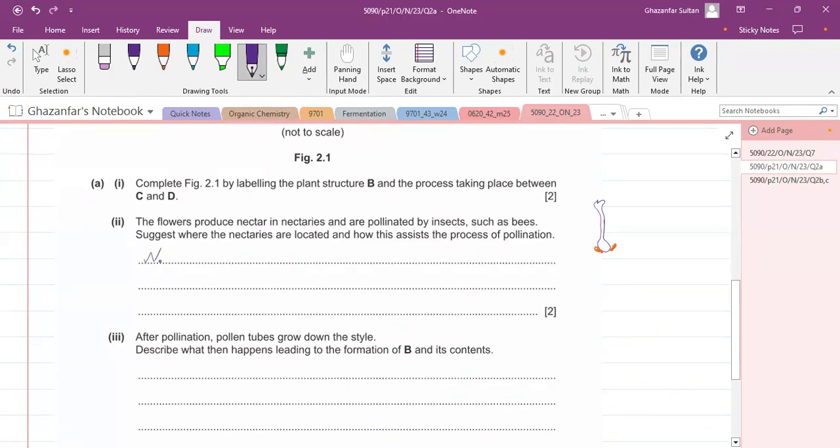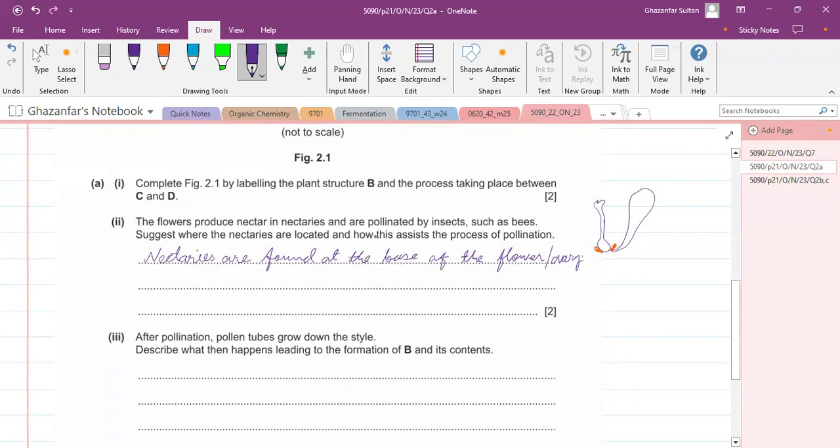So you can write here that nectaries are found at the base of the flower. Or even you can write the base of the ovary. And even it is also the base of the petal. Petal also arises from here.